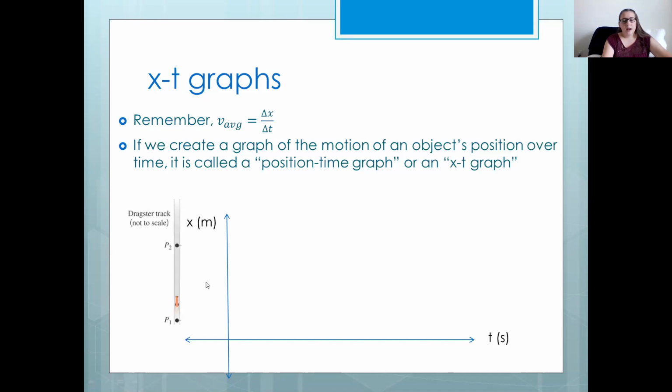All right, so I put here a bird's eye view of our race car. And remember, point 1 was at 19 meters. It wasn't right at the starting line. So I shifted it up a little bit from our axis. And if we want to think about what this car is doing over time, the position graph would look like a nice curve.